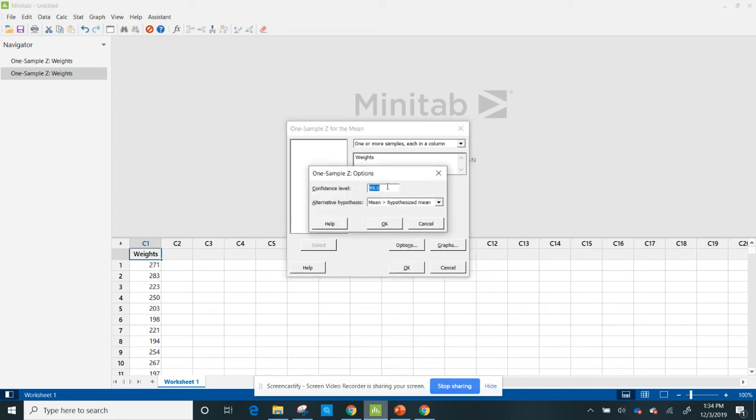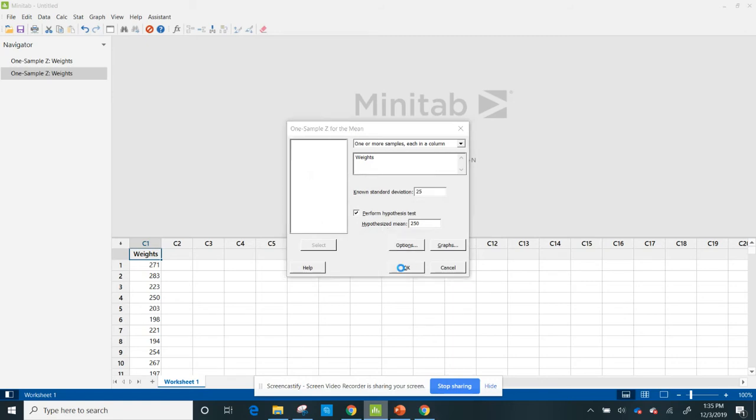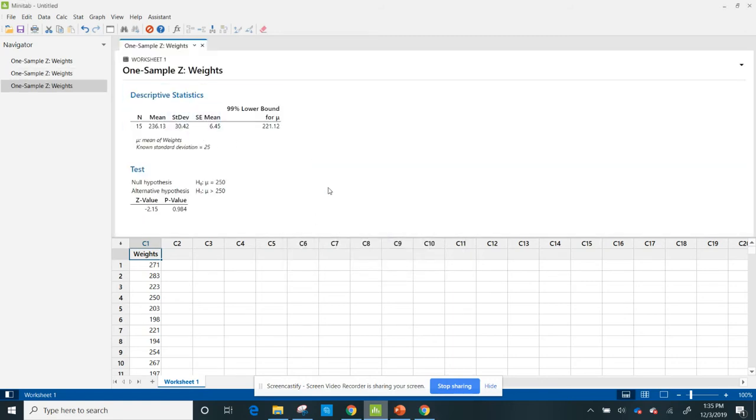My confidence level is 99 because I had a 0.01 level of significance. My alternative hypothesis is greater than because remember, he wanted to know if it was more than 250. I hit OK and hit OK again, and I'm given a lot of information. This up here in descriptive statistics gives me the sample information. Sample size is 15, sample mean is 236.13, sample standard deviation is 30.42.